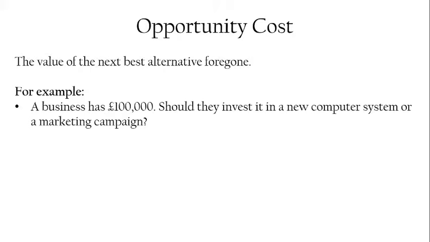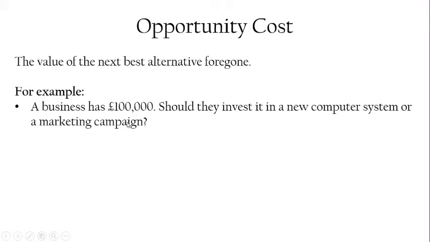So, for example, a business might have £100,000. They could choose to invest that in a new computer system or a marketing campaign. But if they spend £100,000 on a new computer system and get all the benefits of the new computer system, they have had to give up the benefits that they would get from the marketing campaign. The opportunity cost of choosing the new computer system is therefore the benefits that they would have gained from the marketing campaign.